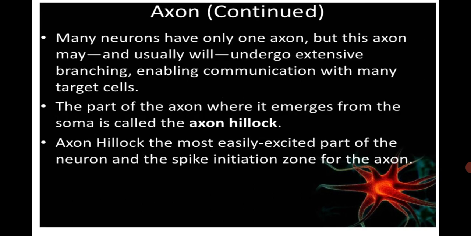Now we will see more detail of the axon. Many neurons have only one axon, but this axon may and usually will undergo extensive branching, enabling communication with many target cells. The part of the axon where it emerges from the soma is called the axon hillock. The axon hillock is the most easily excited part of the neuron, and the spike initiation zone of the axon.